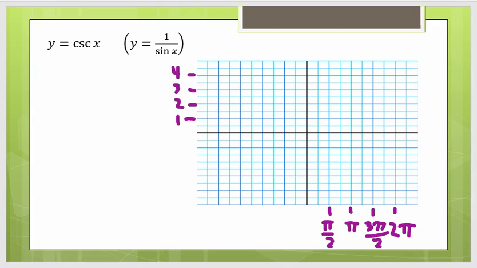So first we'll look at the parent function for cosecant, which means without any transformations being applied to it. Since we don't have any transformations, we can use the same scale we normally do. So I'm going to have pi over 2, pi, 3 pi over 2, and 2 pi. And vertically, every second box I'm going to do is a length of 1, so 1, 2, 3, 4. So this is based on the sine function. Cosecant is the reciprocal of sine.